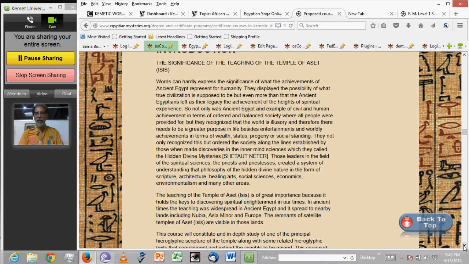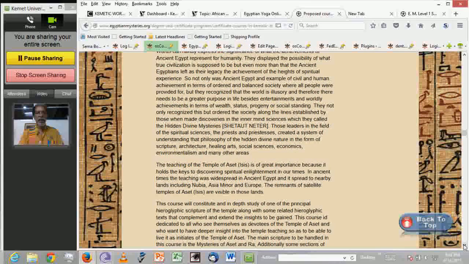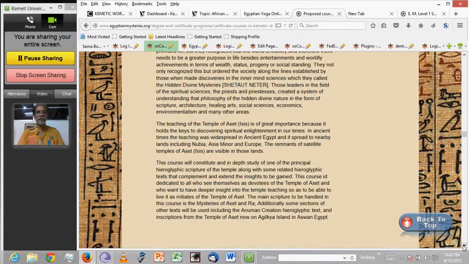And here, we're dealing more with the aspect of the sciences of mind, because the teaching of the Temple of Aset is part of the Kemetic yoga of wisdom. The teaching of the Temple of Aset is of great importance because it holds the keys to discovering spiritual enlightenment in our times. In ancient times, the teaching was widespread in ancient Egypt and it spread to nearby lands, including Nubia, Asia Minor, and Europe. The remnants of satellite temples of Aset are visible in those lands.